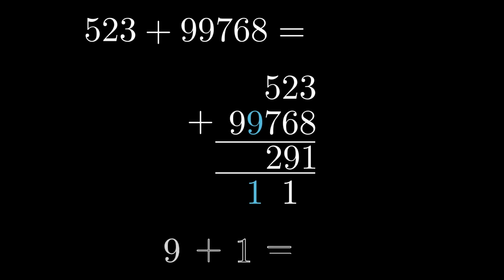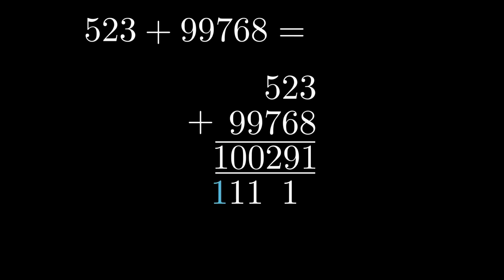9 plus 1 is equal to 10. The 0 is placed here and the 1 is carried over. And finally 9 plus 1 equals 10, of course, and the 0 is placed here and the 1 is carried over. Since there are no more digits to add in this column, we simply place this 1 in the answer as shown. So we have that the answer is 100,291.